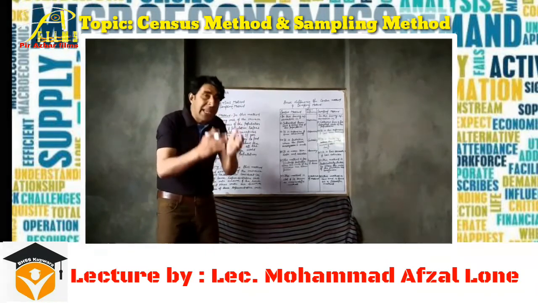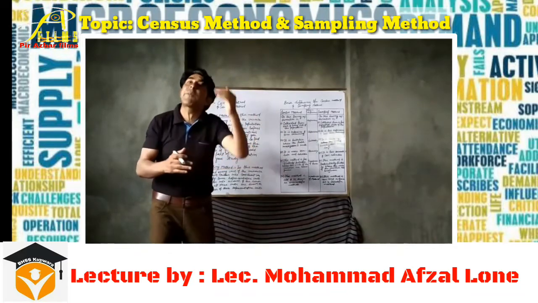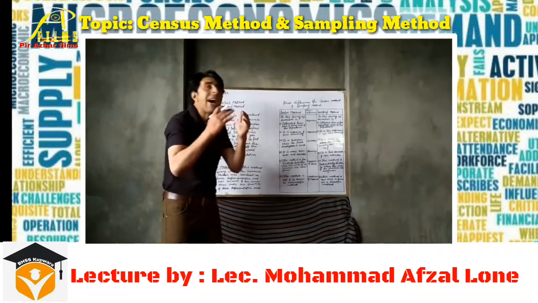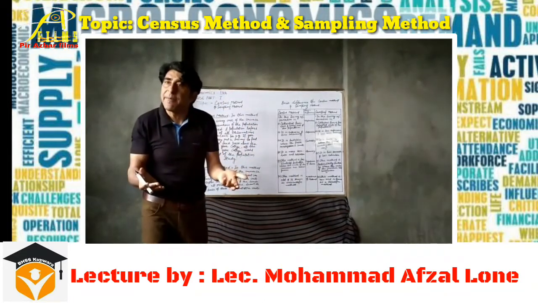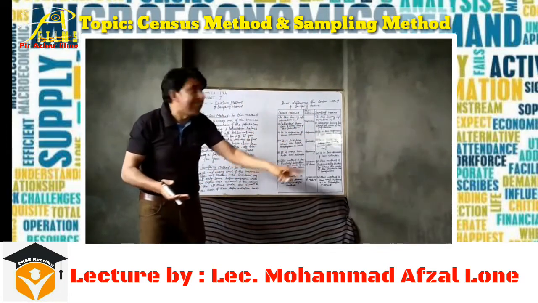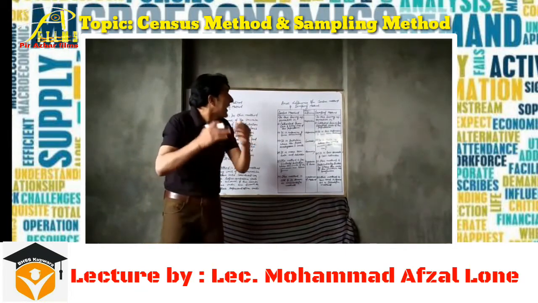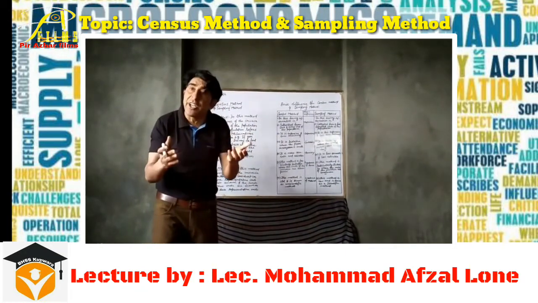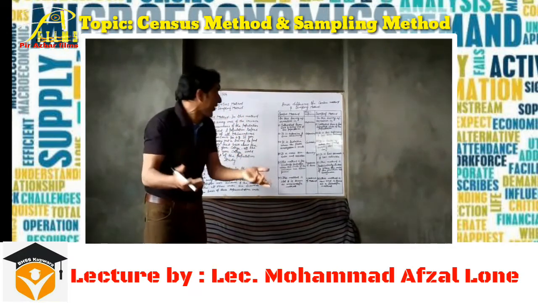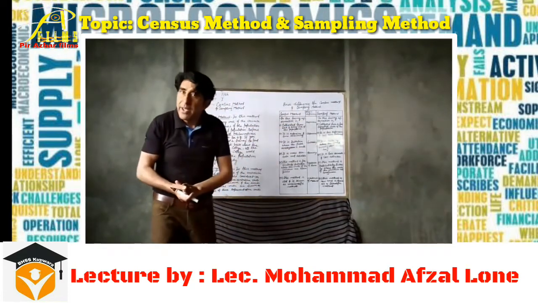Collected means the information in the census method is collected from each and every unit of the universe, each and every unit of the population, you can say. On the other hand, in the sampling method, the information is collected from some selected units of the population. Here we are taking only some representative units into consideration. This is the difference between the two on the basis of definition.